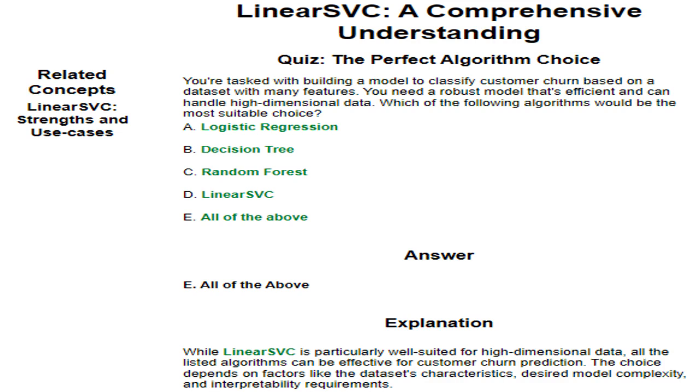Real-time use cases. Customer churn prediction: building a model to identify customers likely to stop using a service. Fraud detection: identifying fraudulent transactions or activities in financial systems. Image classification: categorizing images based on their content, often used in image recognition tasks.